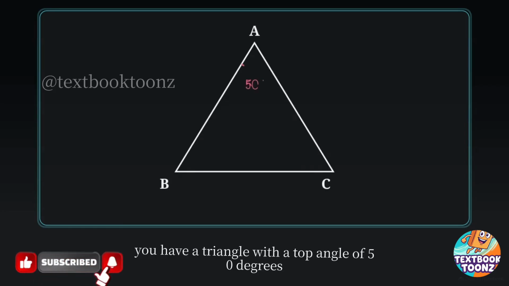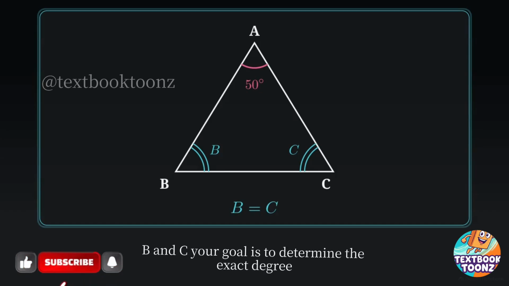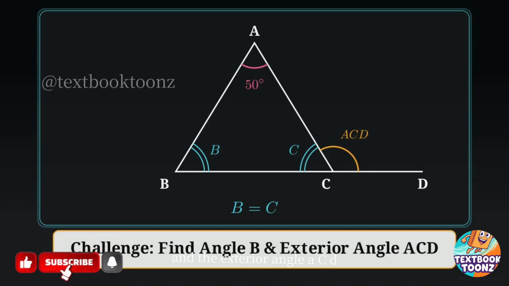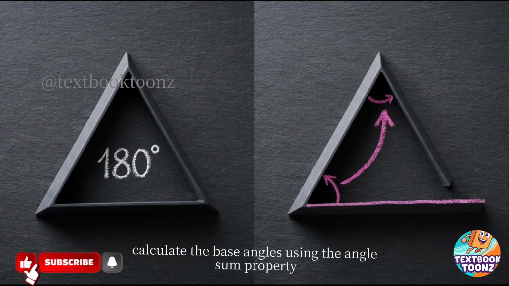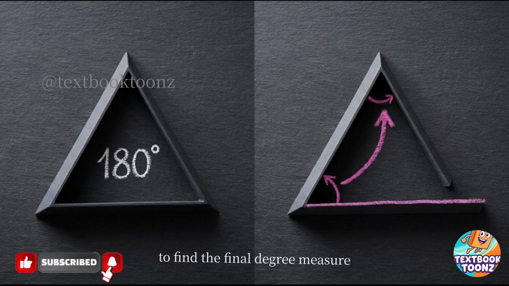Our holographic chalkboard brings today's rules together. You have a triangle with a top angle of 50 degrees and 2 equal base angles, B and C. Your goal is to determine the exact degree measure of angle B and the exterior angle ACD. Calculate the base angles using the angle sum property first, then apply the exterior angle rule to find the final degree measure.